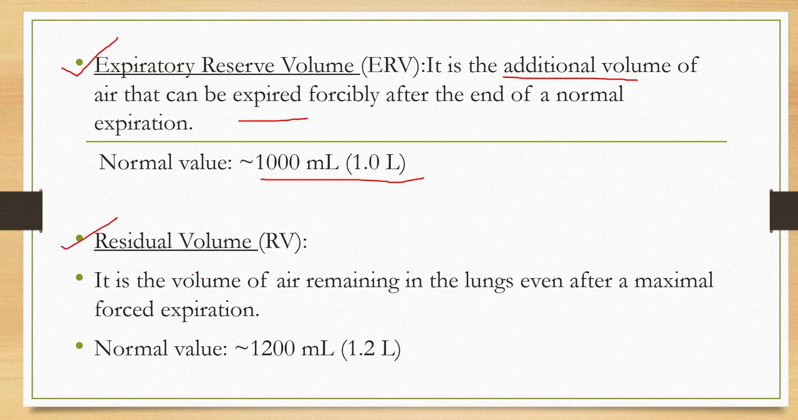Residual volume. It is the volume of the air remaining in the lungs even after a maximal forced expiration. Normal value is 1200 ml or 1.2 liter.